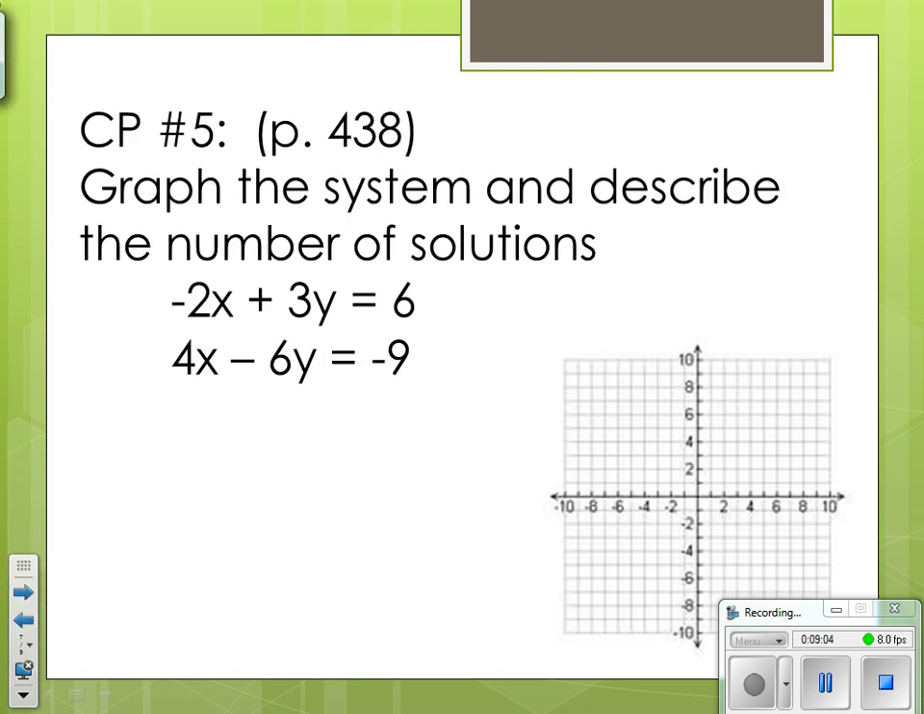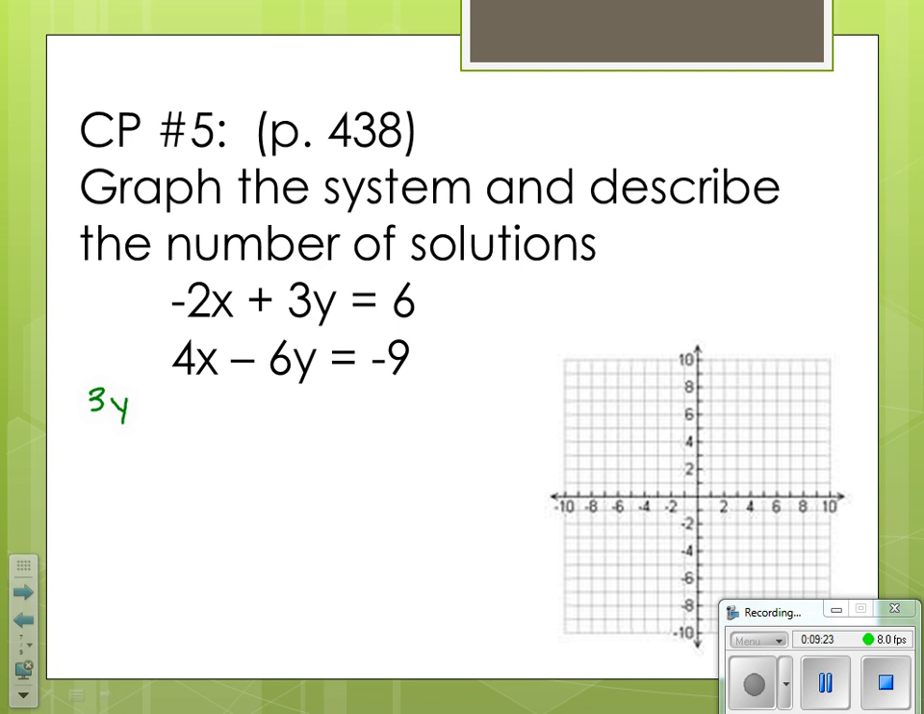So let's take a look at this system. It's checkpoint number 5 on page 438. If we're going to solve this with graphing, the first thing we're going to want to do to these equations is get them into, or I prefer to get them into, y equals mx plus b form. So if I'm going to do that to my top equation, I want the negative 2x to go to the right-hand side.